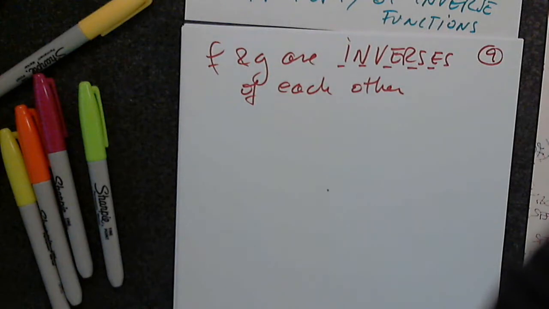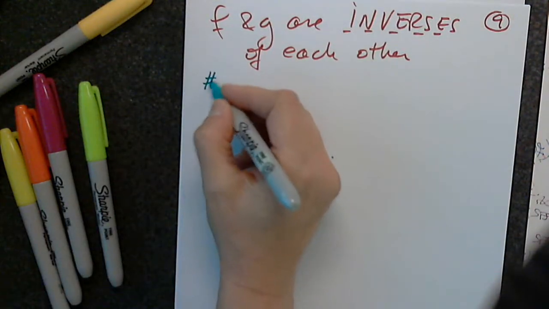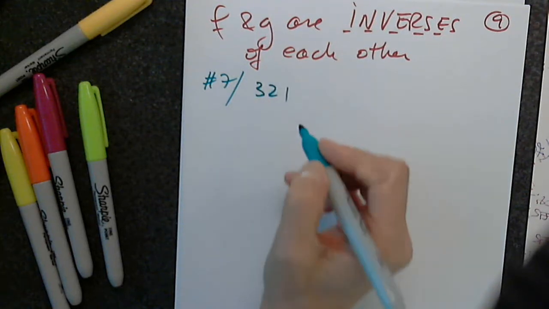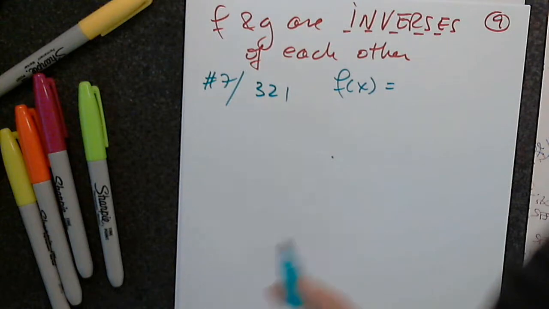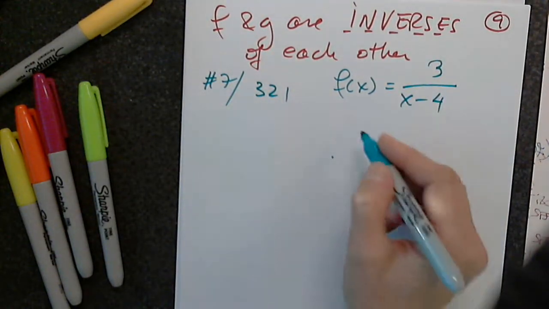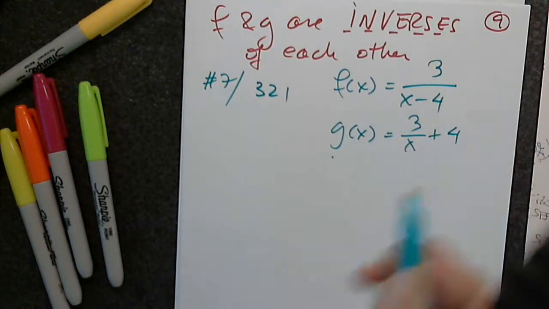Okay, so let's look at one example. We are on page 321. We are given two functions. Let's say problem 7, page 321. Yes, we are given f of x, which is 3 over x minus 4, and we are given g of x, which is 3 over x plus 4.